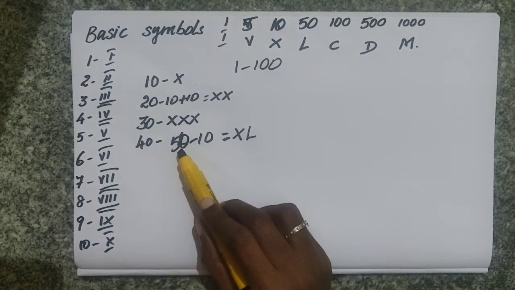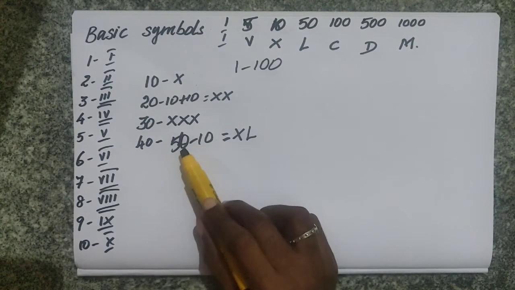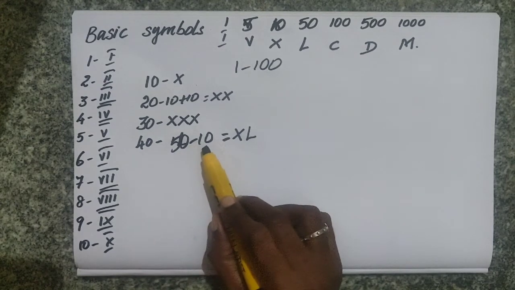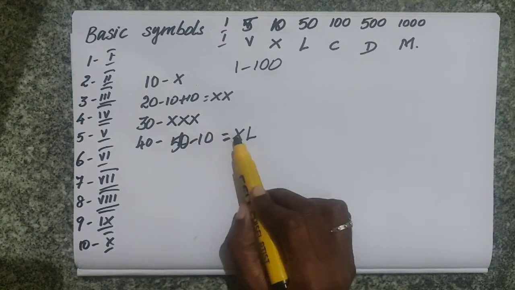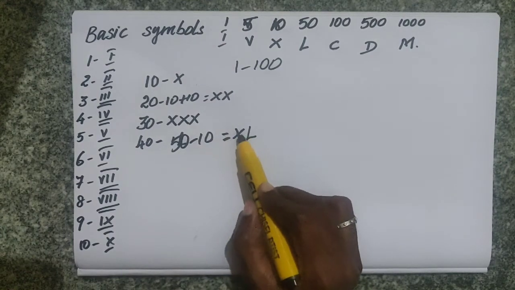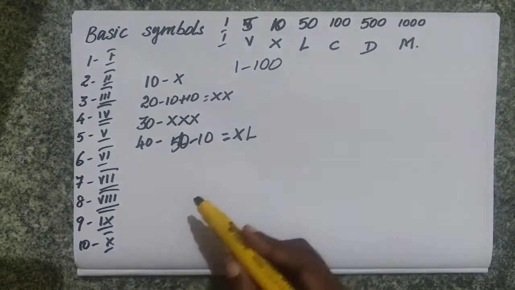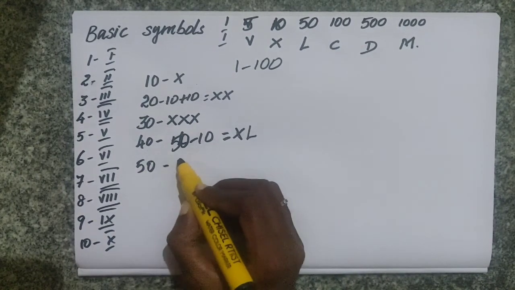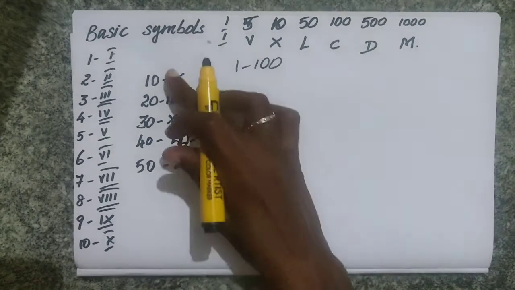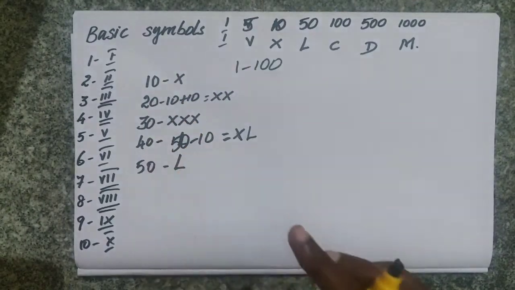So to get 40 you have to minus 10 from 50. Since it is minus, this 10 must come on the left side. So I have written it on the left side of 50. Now 50, you know already, it is L. Okay, now 10, 20, 30, 40, 50 you know.